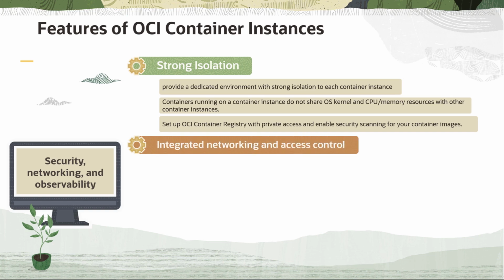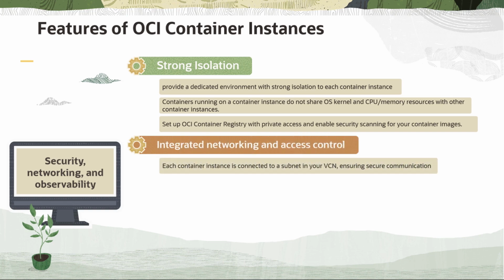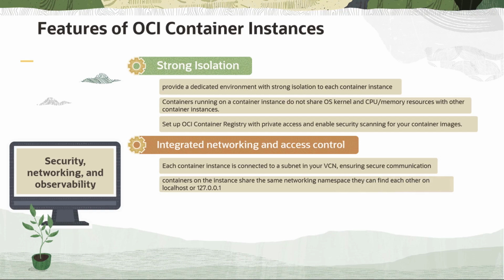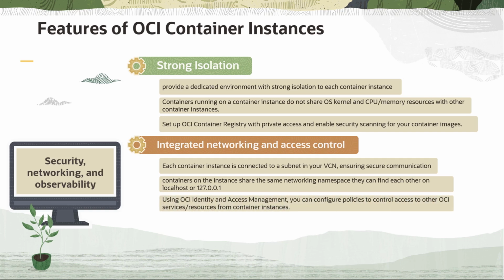Integrated networking and access control. Each container instance is connected to a subnet in your VCN, ensuring secure communication. You can optionally assign a public IP to a container instance if the container needs to be accessed publicly. The containers on the instance share the same networking namespace. They can find each other on the localhost or 127.0.0.1 IP address. Using OCI Identity and Access Management, you can configure policies to control access to other OCI services or resources from the container instances.